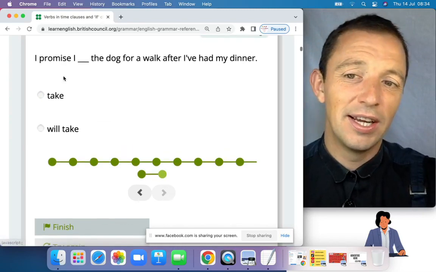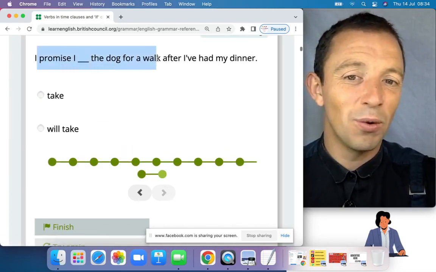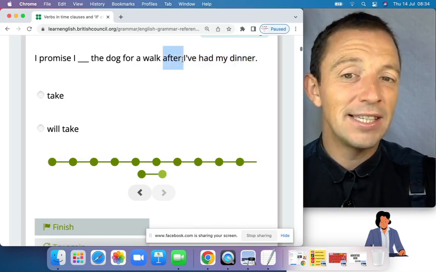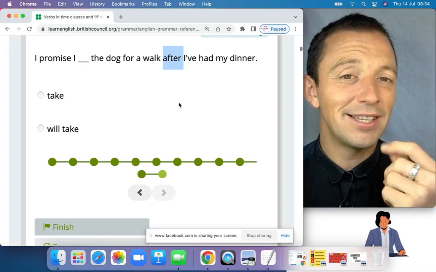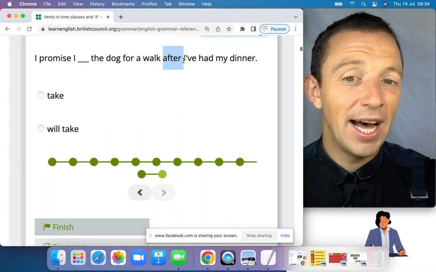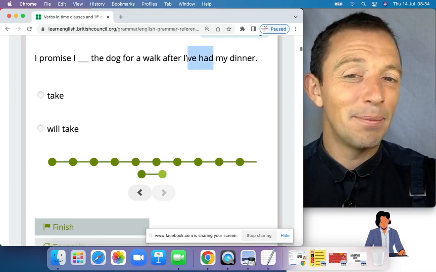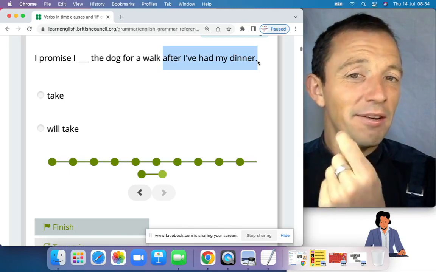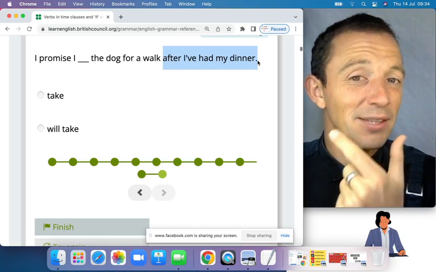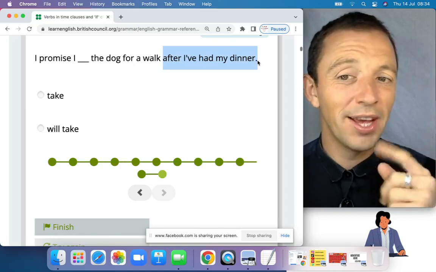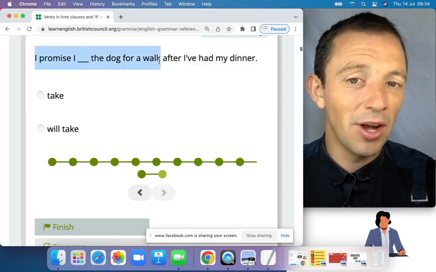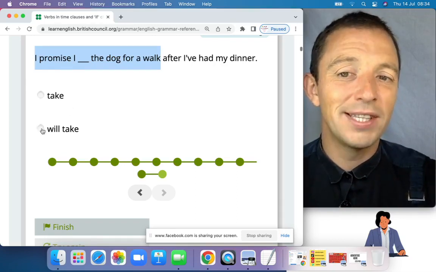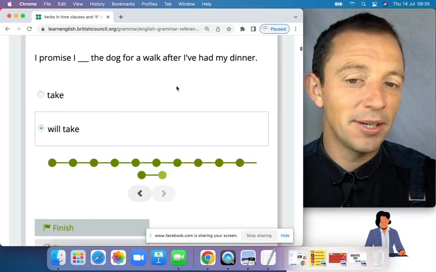And last one, I promise: I take the dog for a walk after I have had my dinner. So after introduces the time clause, and the subject is I. Have had is the present perfect, my dinner. So in the time clause the verbal tense is the present perfect, but we are expressing the future. Therefore, the first principal clause is normally in the ordinary future. So: I promise I will take the dog for a walk after I've had my dinner.